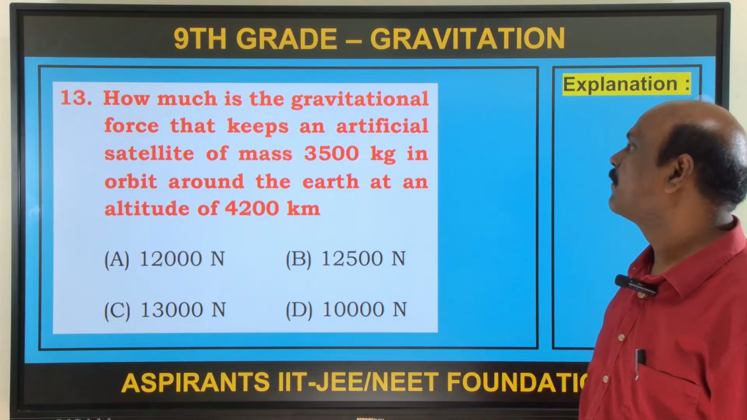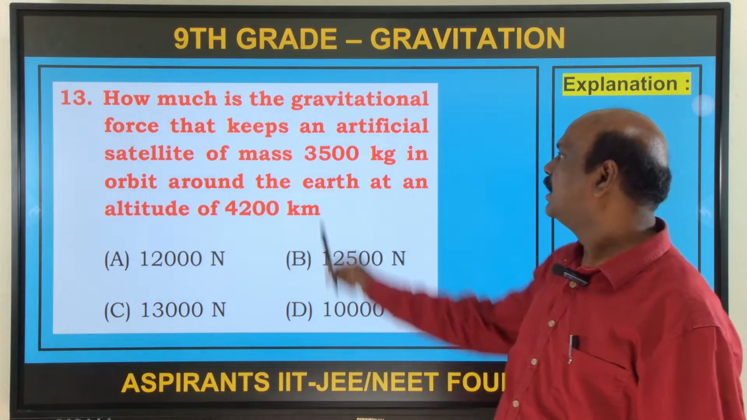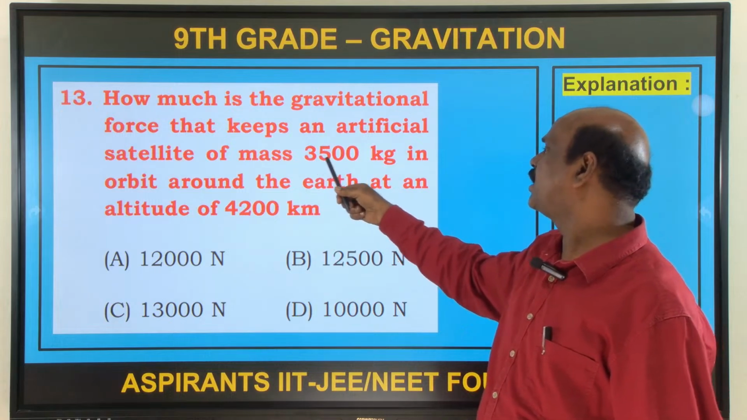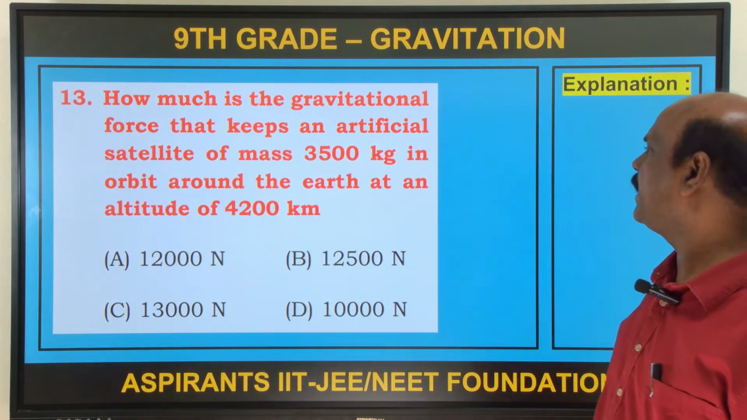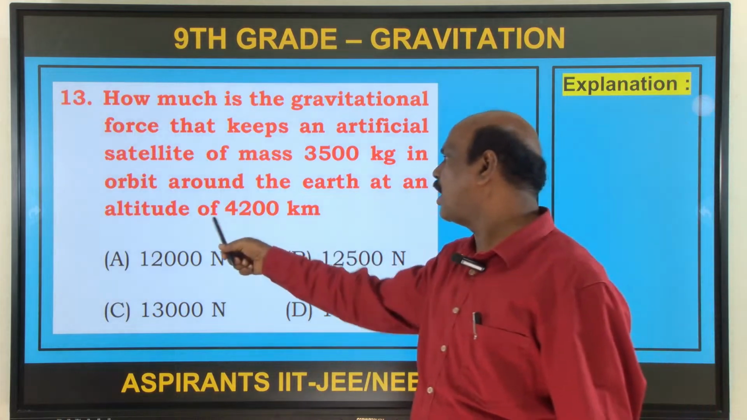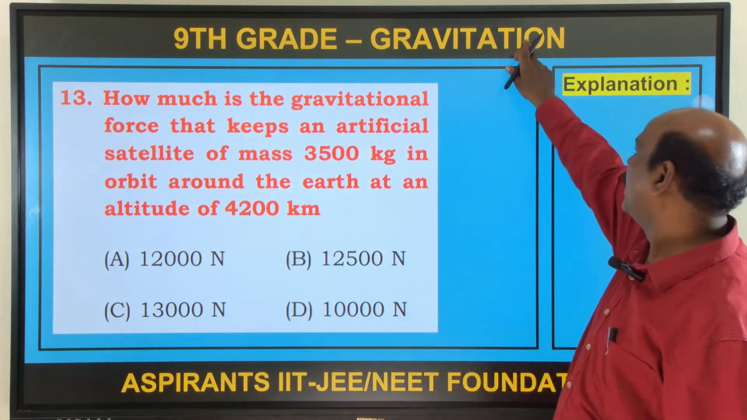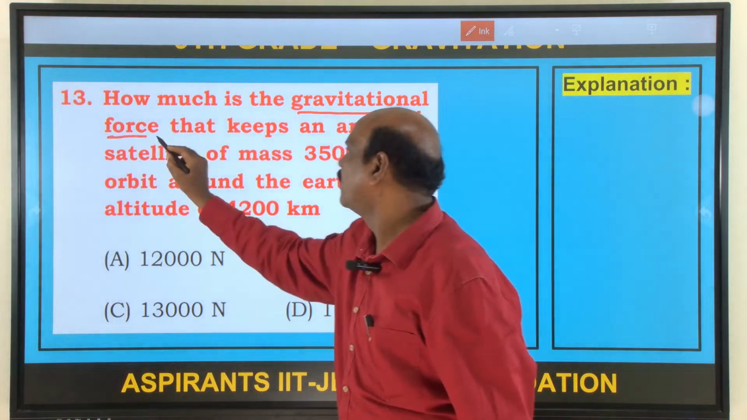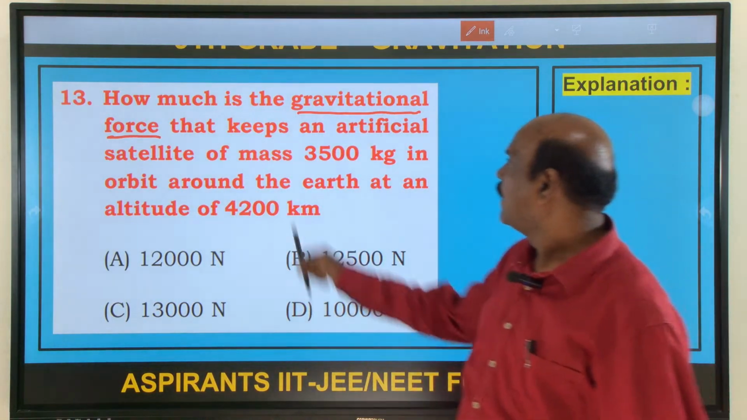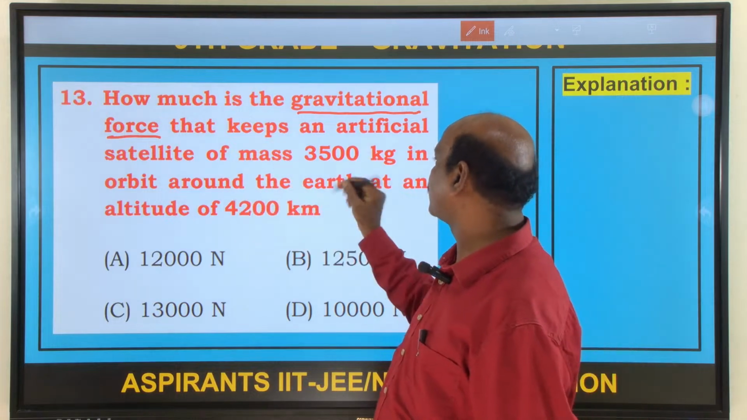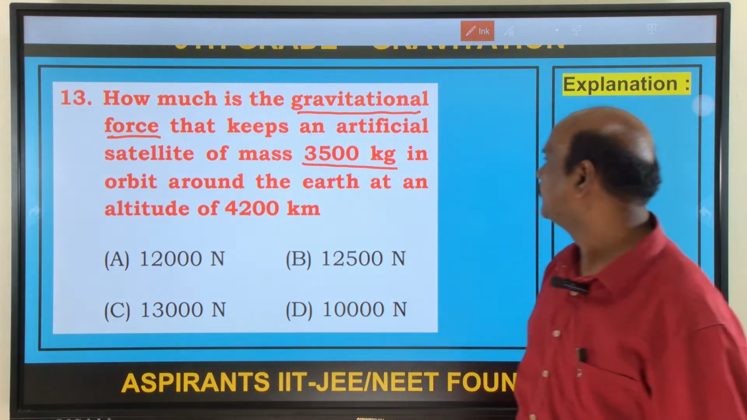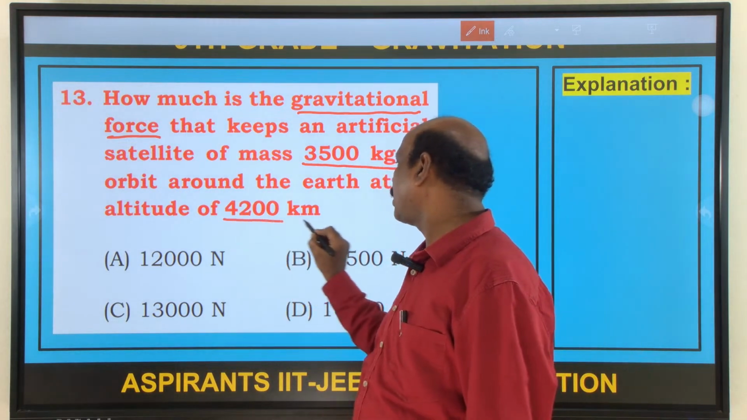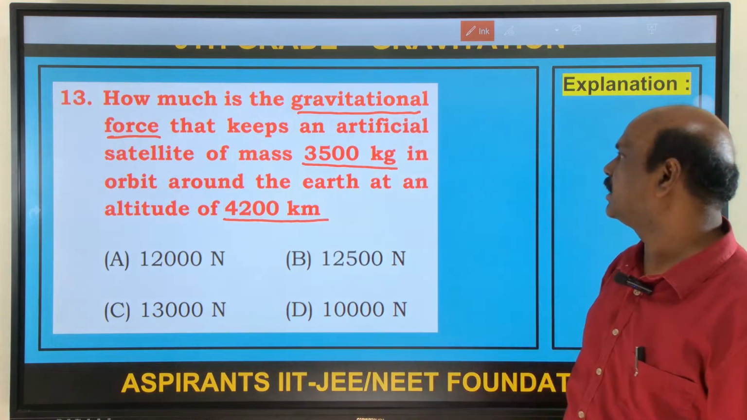Next question. How much is the gravitational force that keeps an artificial satellite of mass 3,500 kilograms in an orbit around the Earth at an altitude of 4,200 kilometers? Again you can see what is being asked: the gravitational force. He has given the mass of the body, and it is in orbit around the Earth at an altitude, meaning at what altitude the body is moving. So these are the things which are given.